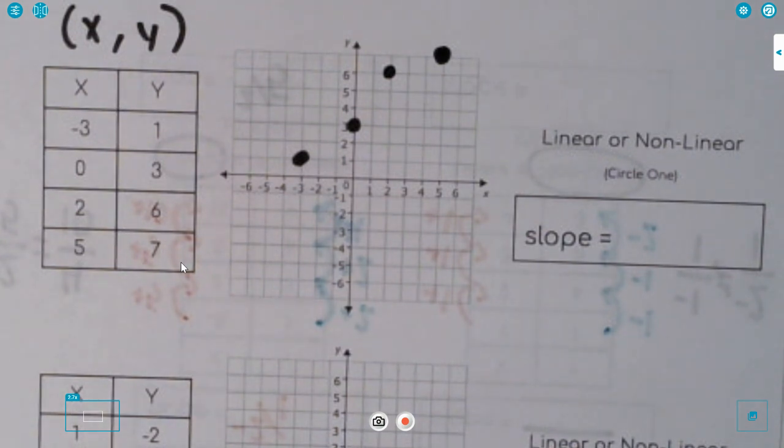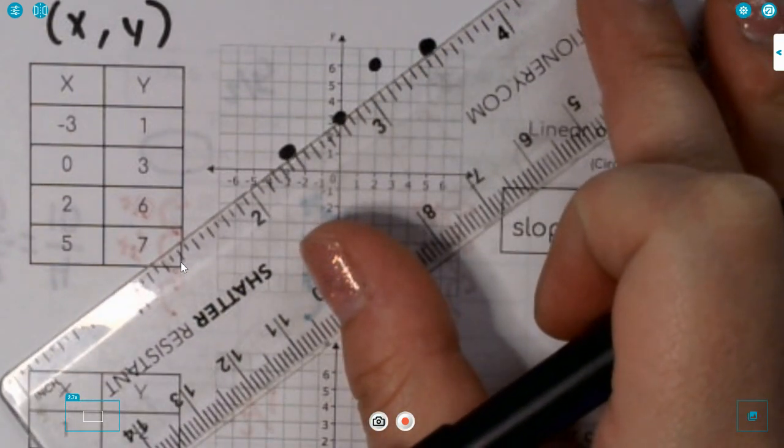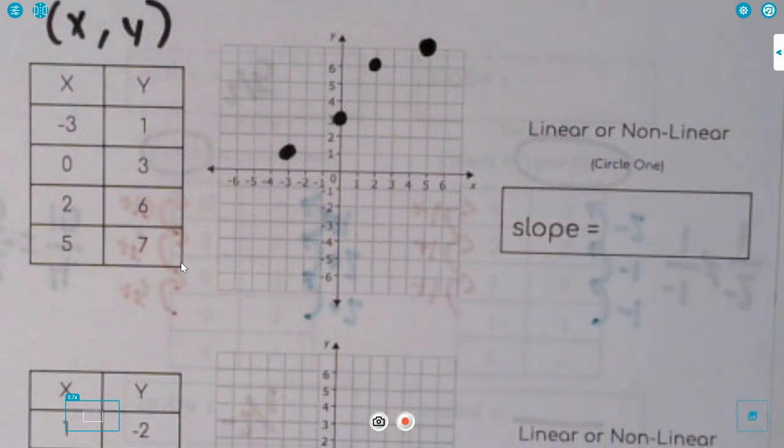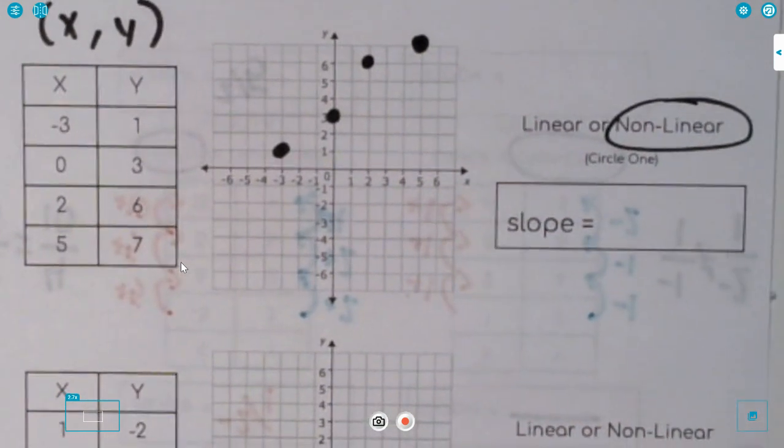Okay, is this a straight line? No. If I try to grab my ruler and lay it down, that guy is not part of my line. So it doesn't mean I did something wrong. It means that this is not a linear relationship. It's nonlinear. If they made a straight line, I would just connect them, and then I would find the slope.